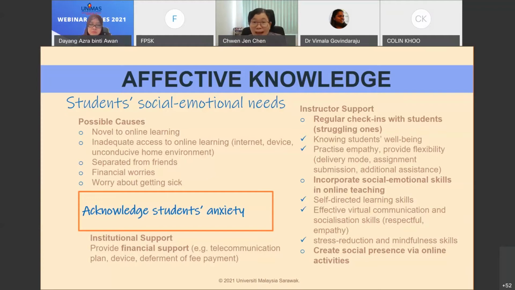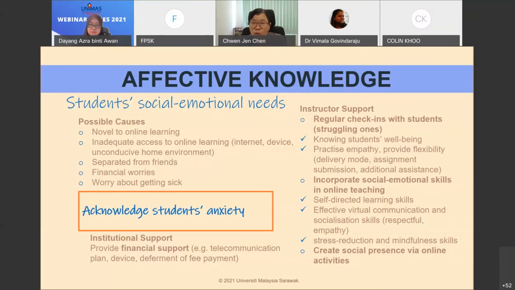If I see that they are passive, that they are not able to participate in activities, or maybe they don't come for the live meetings, I think these are the students for whom I will do some kind of intervention. Regular check-ins. Practice empathy, right? Provide flexibility, maybe in terms of your delivery mode, if they cannot attend live. Maybe you should pre-record or do something else. Even your recording from your live lecture should be provided in a feasible way.